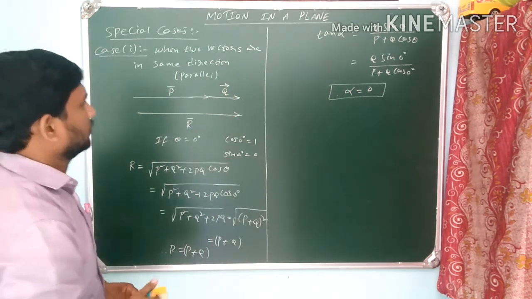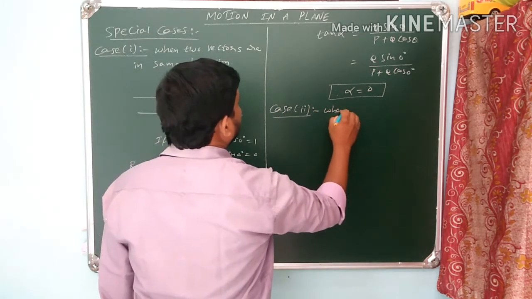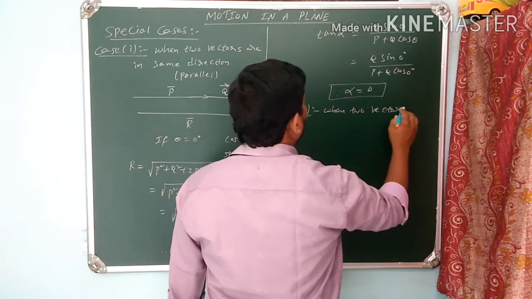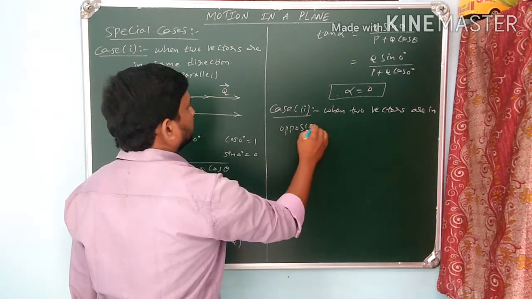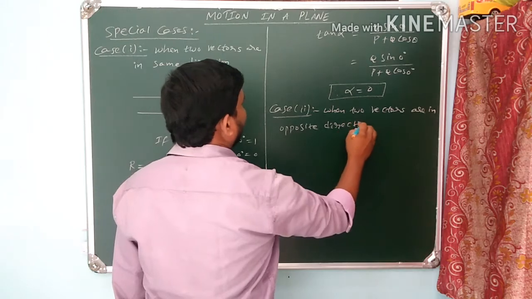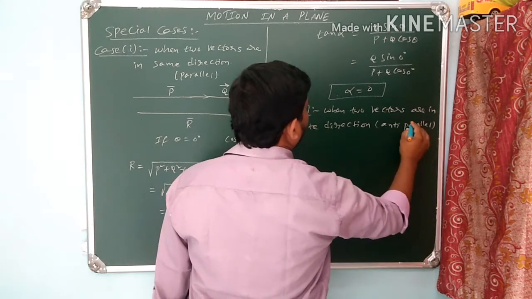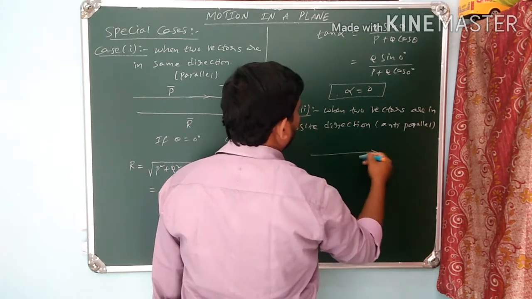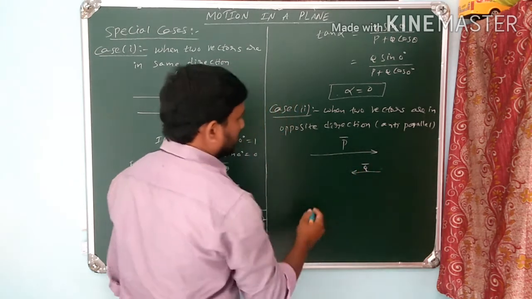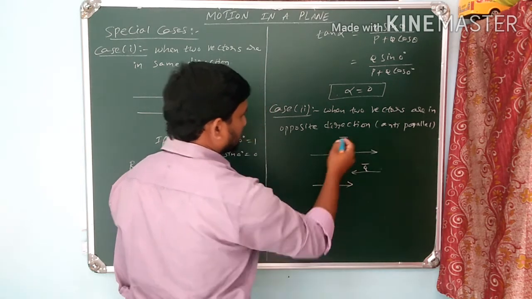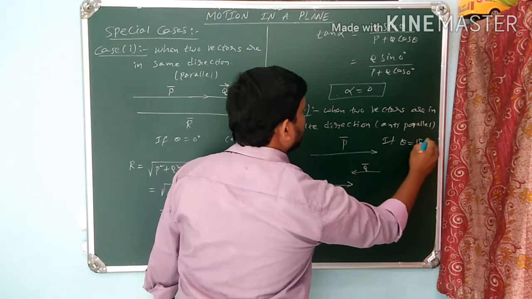Now the second case, case 2: when two vectors are acting in opposite directions, that is nothing but anti-parallel. This is the vector p bar and the vector q bar is like this. These are in opposite directions, then the resultant is in the direction of p bar, which has greater magnitude. Therefore, here theta becomes 180 degrees, anti-parallel.